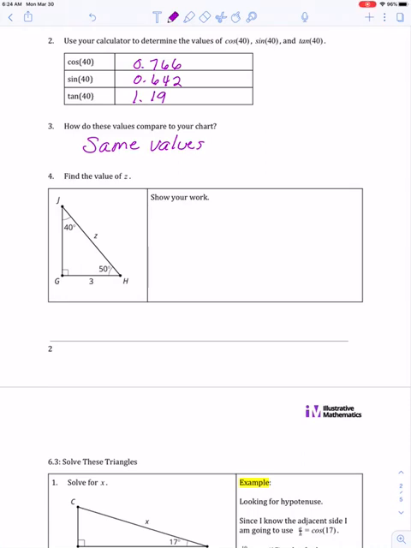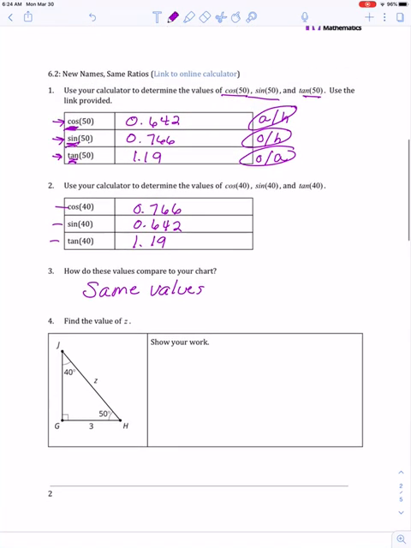Okay, so now let's look at number 4, find the value of z. But now let's use what we learned up here on the cosine, sine, and tangent. So the value of z, now I'm going to look at, I used 50 in the previous problem, so now let's look at 40 degrees so you understand that you can use either or.